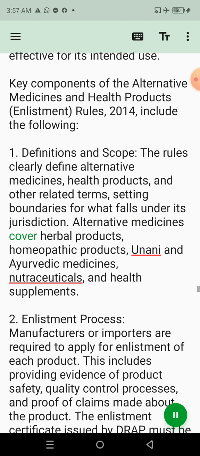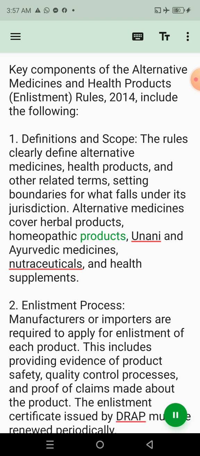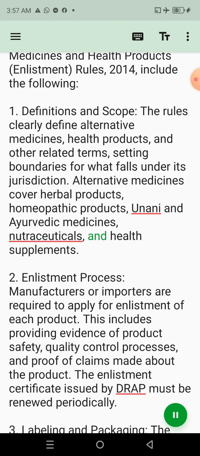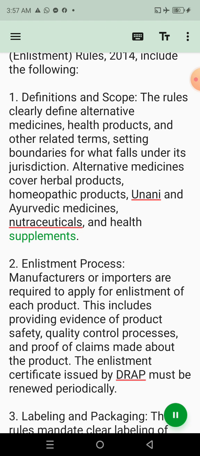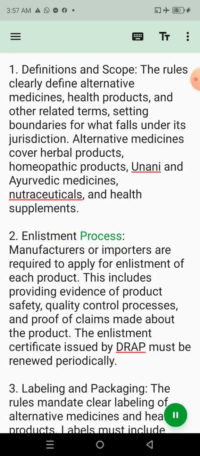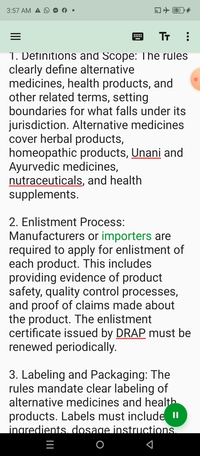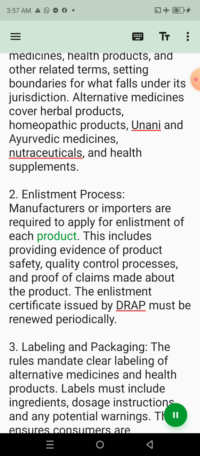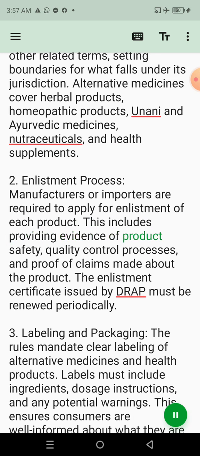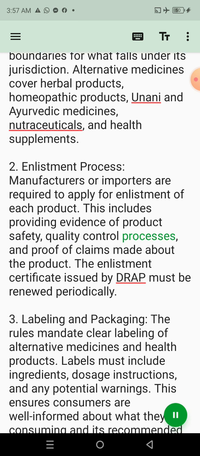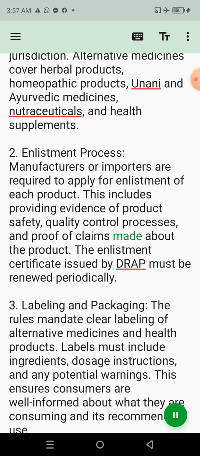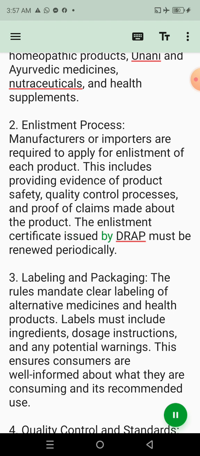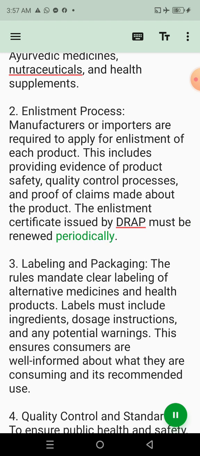Alternative medicines cover herbal products, homeopathic products, Unani and Ayurvedic medicines, nutraceuticals, and health supplements. 2. Enlistment process. Manufacturers or importers are required to apply for enlistment of each product. This includes providing evidence of product safety, quality control processes, and proof of claims made about the product. The enlistment certificate issued by DRAP must be renewed periodically.